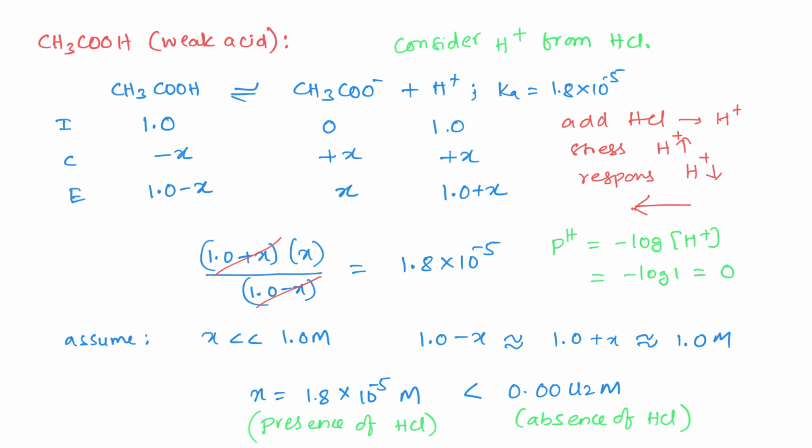So when we consider a mixture of strong acid and a weak acid, the H plus ion concentration and therefore the pH of the solution is determined directly from the concentration of the strong acid, as if there is no weak acid present in the solution. And we can do a similar kind of calculation for a mixture of strong base and a weak base.